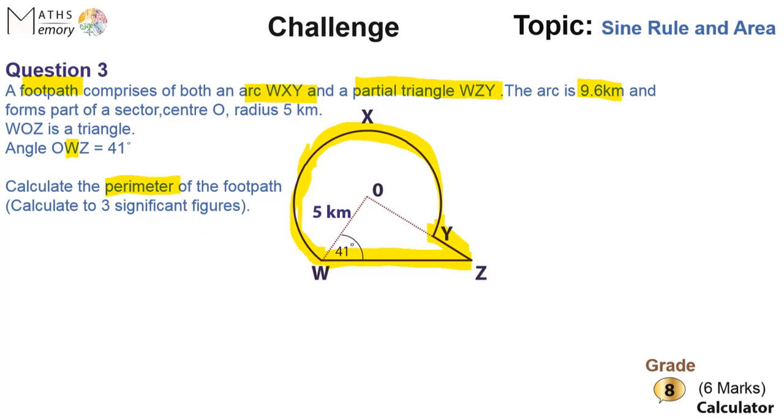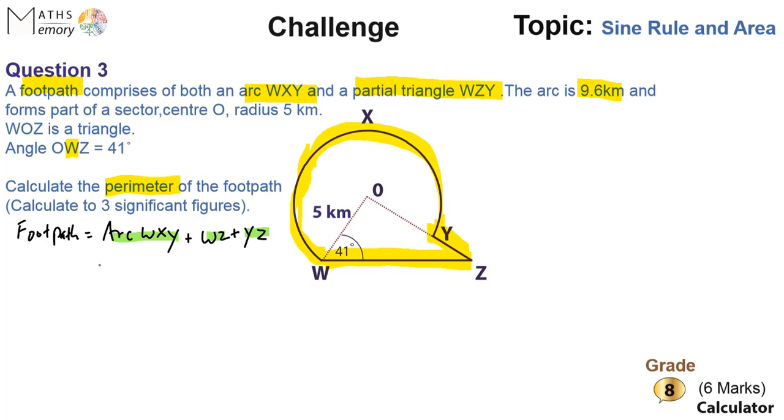So basically we're going to add up three things together. The footpath comprises three different parts. First of all, it's the arc WXY. Secondly, it's the line segment over here, WZ. And thirdly, it's this line over here, YZ. So these are the three parts we need to outline individually and figure out.